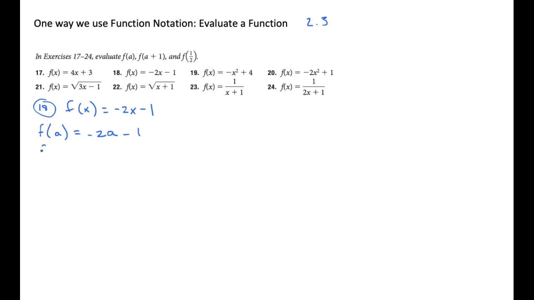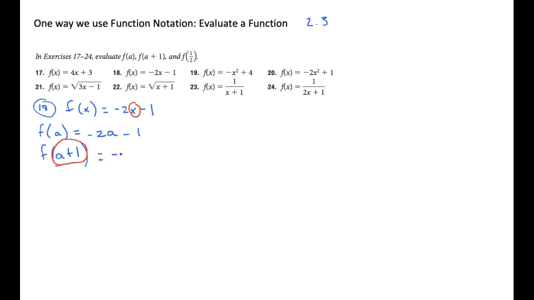The next one is f of a plus 1, so it's just a little bit more complicated, and there may be some distributing or something that we need to do. So we're going to use parentheses anytime it's any more complicated than just a single variable that we're replacing it. So that means anytime we see an x, we're going to replace it. So here's our x. We're going to replace it with everything in here. This whole part right here is going to go in for the x.